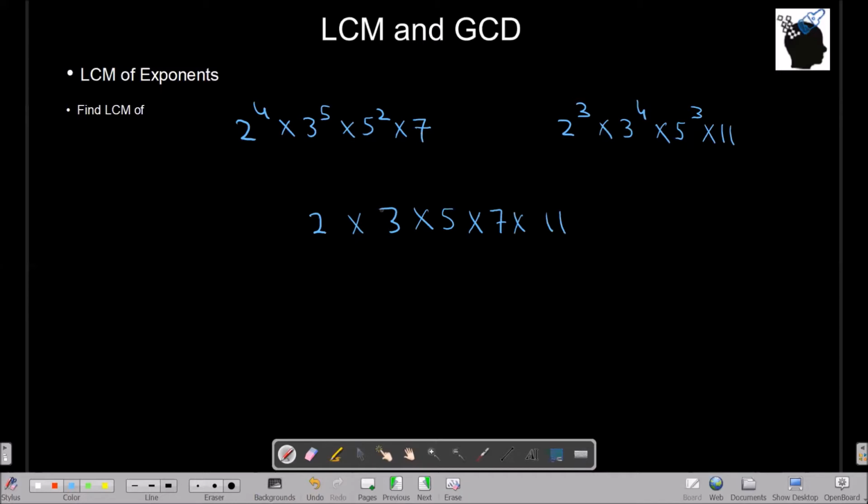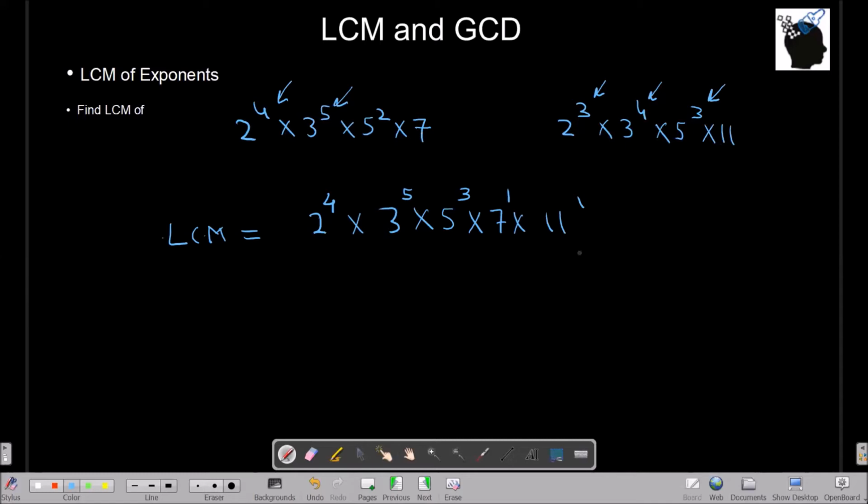Now I need to raise each of these prime numbers to the highest power in both the exponents. So if I talk about 2, the highest power is 4. If I talk about 3, the highest power is 5. If I talk about 5, the highest power is 3. If I talk about 7, the highest power is 1. And for 11, the highest power is 1. So LCM of these two exponents is given by 2 raised to 4 multiplied by 3 raised to 5 multiplied by 5 cube multiplied by 7 multiplied by 11.